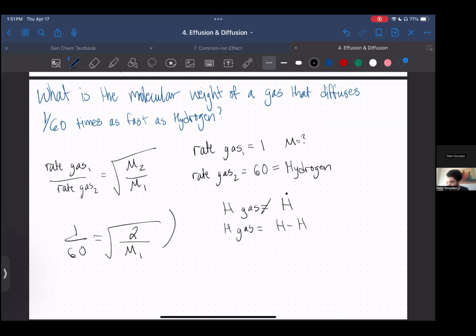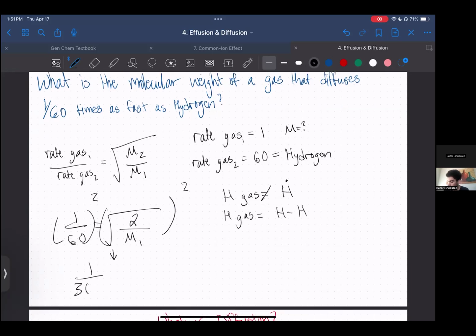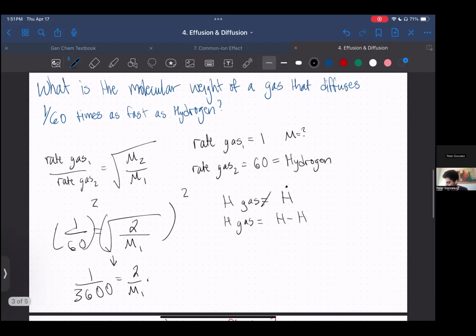So if we square both sides, we're going to get that 1 over 3600, sorry, not 300, has to be equal to 2 over M1. And then, let me think about what's the easiest. Yeah, you just do the math. We multiply both sides by M1. So we get that M1 over 3600 has to equal 2. And then multiply both sides by 3600, cancel that out. And so we get that M1 has to be equal to 7,200.